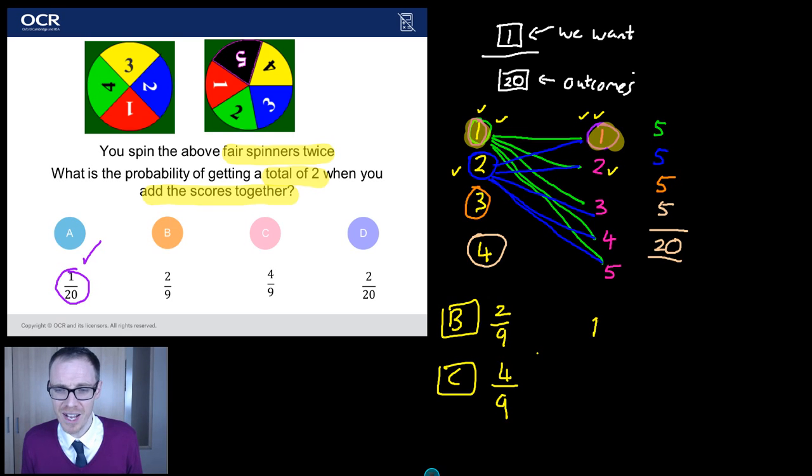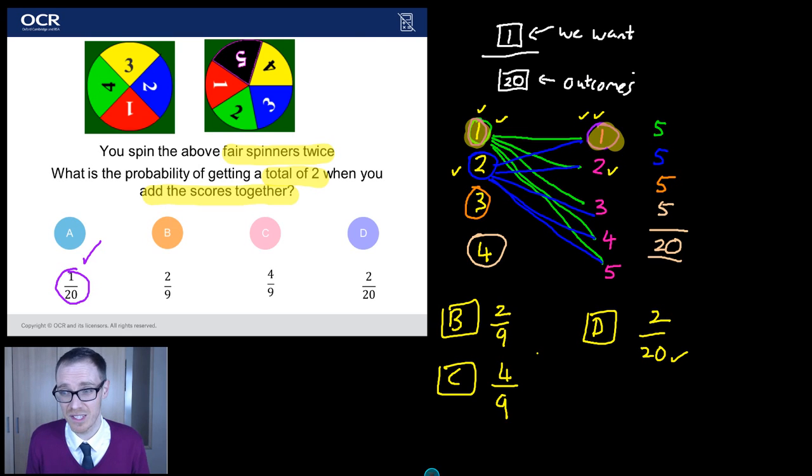Okay, and finally D, 2 over 20. Now I have a bit of sympathy for this 2 over 20 because the 20 bit's right. I like the 20 bit. Where's the 2 come from? Well, again, it's either come from saying you could get a 1 and a 1 and a 1 and a 1, so inventing another way of this occurring, or by just thinking, well, it's a total of 2, so let's stick a 2 on the top. So hopefully you can see by that that this diagrammatical way is the best way of representing this.